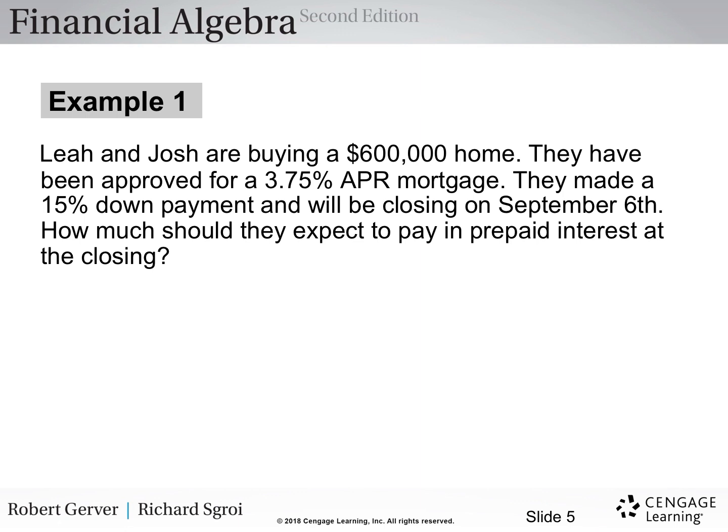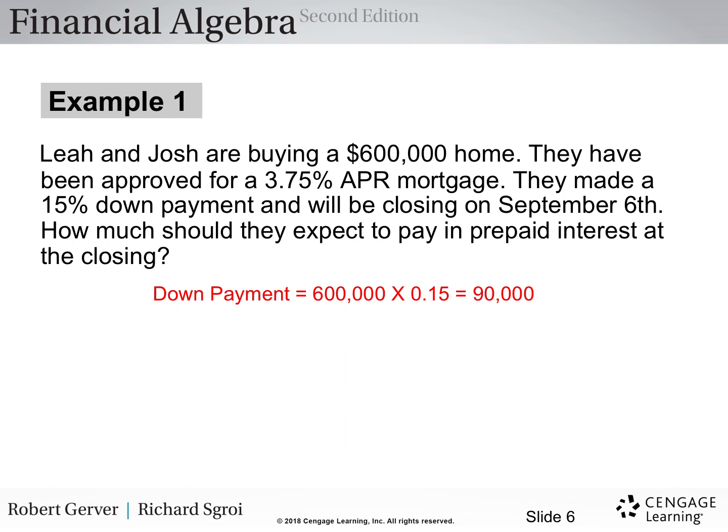All right, the closing is September 6th. Typically, their first mortgage payment is going to be due on October 1st, but they will be responsible for the interest between closing and when their first mortgage payment is due. So first, let's look at the down payment. They said it was 15%, okay? So if we take 15% of $600,000, that's $90,000. So that's how much money initially they put down as a down payment for the house.